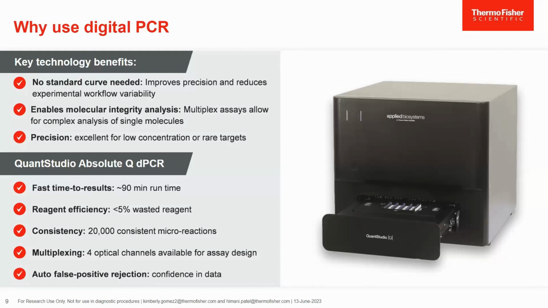This information is then used to calculate the absolute concentration of the target. The absolute Q is a single instrument which consolidates all three major functions of digital PCR: reagent manipulation, amplification, and data acquisition, into a single box. It doesn't require a standard curve, enables molecular integrity analysis, and is an excellent tool to detect low concentrations or rare targets. It's incredibly easy to use, requiring only a single consumable and less than 5 minutes of hands-on time.